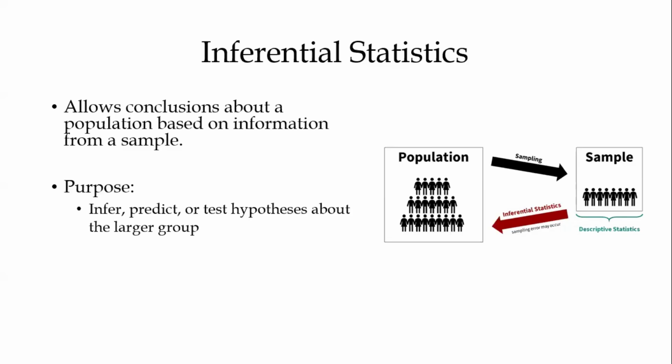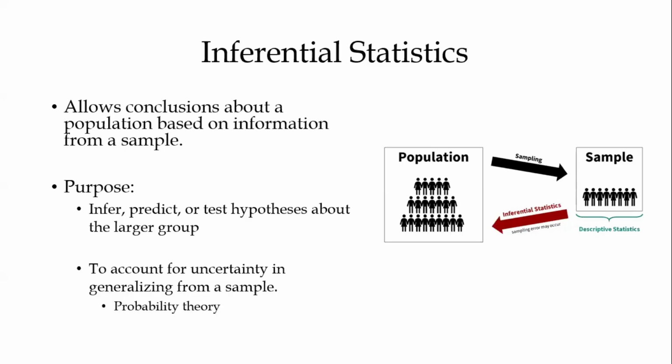So what is the purpose of inferential statistics? One is to infer, to be able to make out what this statistic would mean in the general population, to be able to predict outcomes from a smaller sample that you're studying and to be able to test hypotheses. And we shall look at what exactly these hypotheses are about a larger group. At the end of it all, the role of inferential statistics is to also enable us to account for uncertainty.